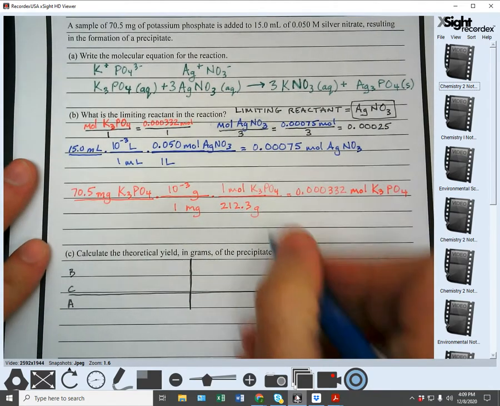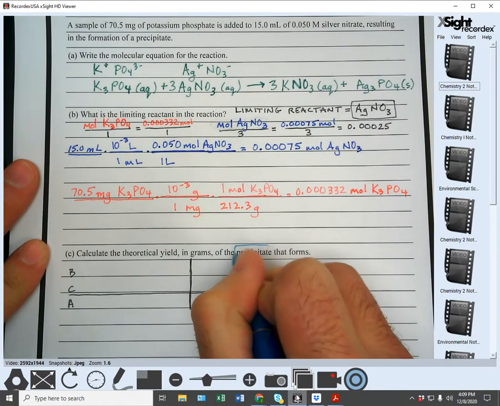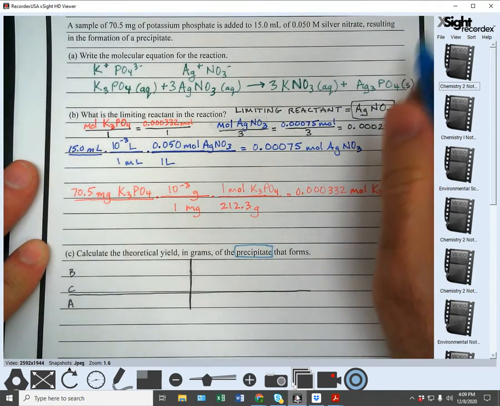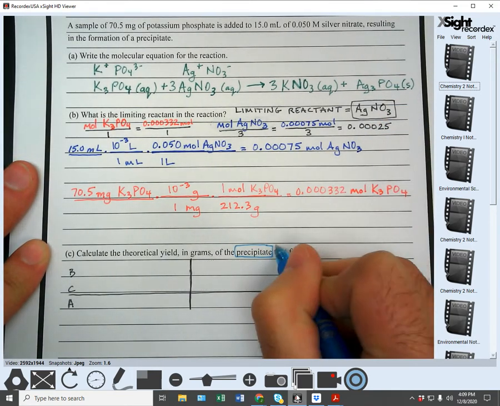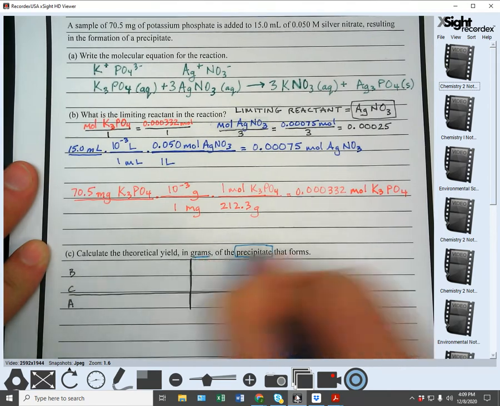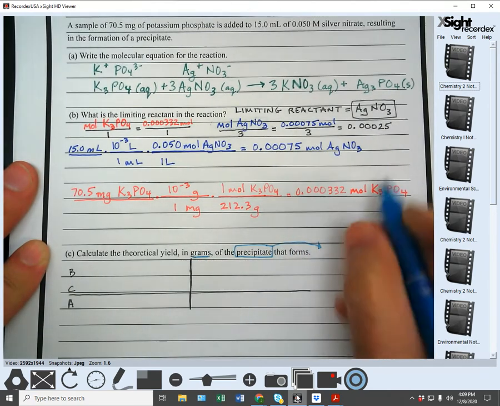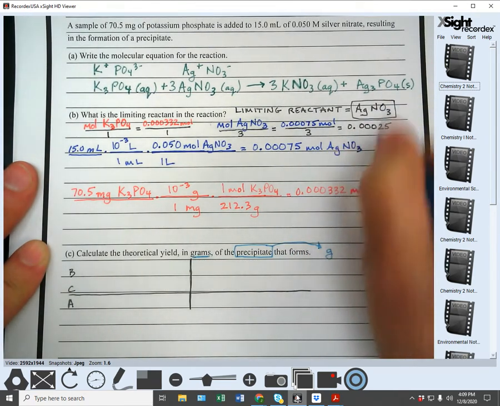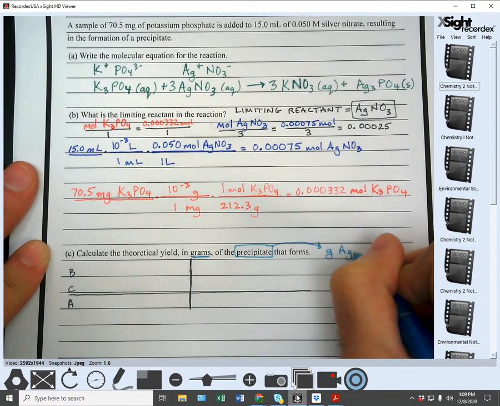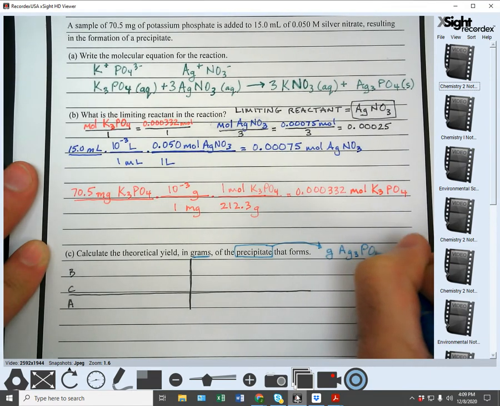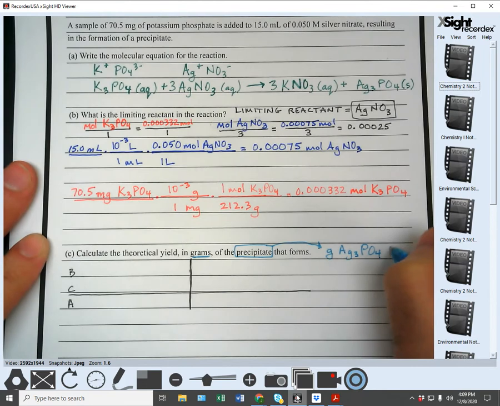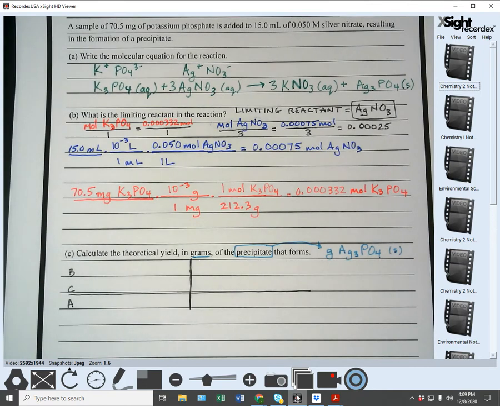Okay, so the precipitate, if we look up here, is in grams. So what we want is grams of Ag3PO4, right? Because that's our solid. So that would be the precipitate. Okay.